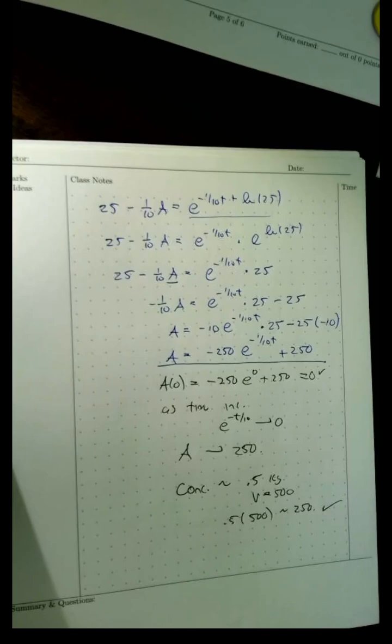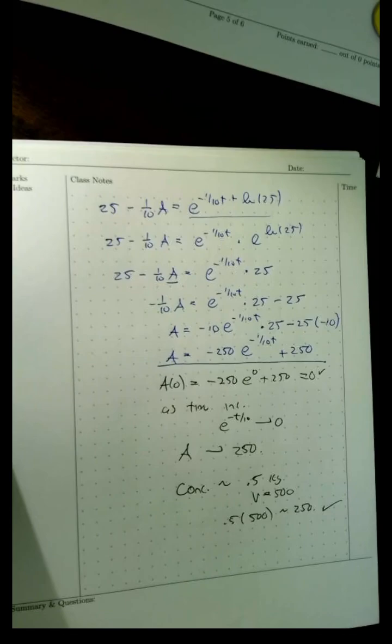What's going on here? What does this mean? Let's check my initial condition. When I plug in t equals 0, I get minus 250 e to the 0 plus 250. E to the 0 is 1. Okay, so that checks. As time increases, e to the minus t over 10 is going to go to 0, and my A is going to go to 250 kilograms. Okay. So does that make sense?